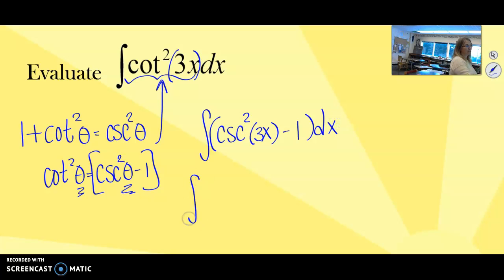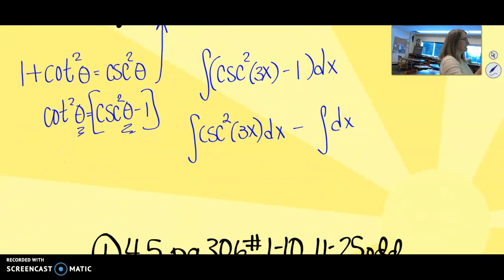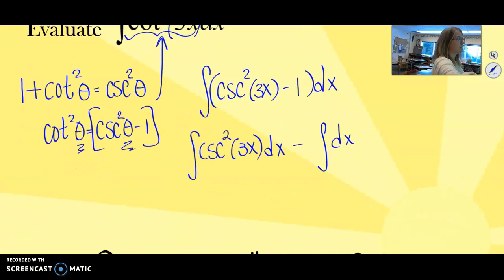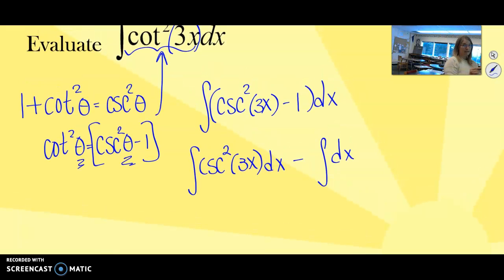Now there's a property that says that we can split this up, and we can integrate this, and then minus 1 dx, and I don't need to actually write the 1. So let's integrate. We have the antiderivative of cosecant squared of 3x. Well, we might want to use some u-substitution here, because you might be able to do this part in your head, but if not, we'll just do the u-substitution.